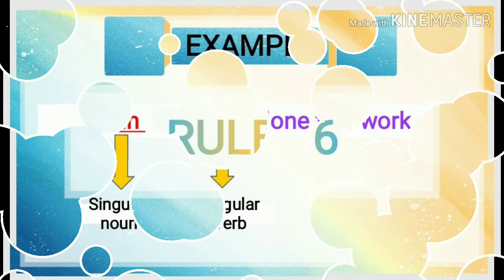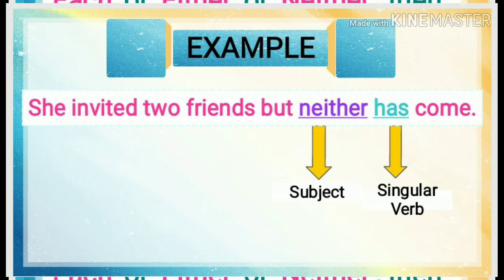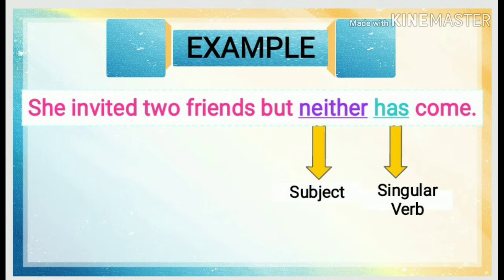Rule number 6 is: if the subject of a sentence is each or either or neither, then it takes a singular verb. Look at the following example. She invited 2 friends but neither has come. Here the subject is neither, so it takes has as a singular verb.